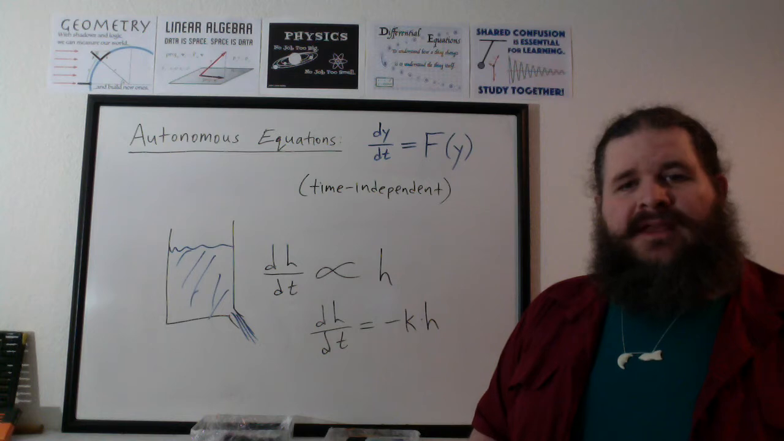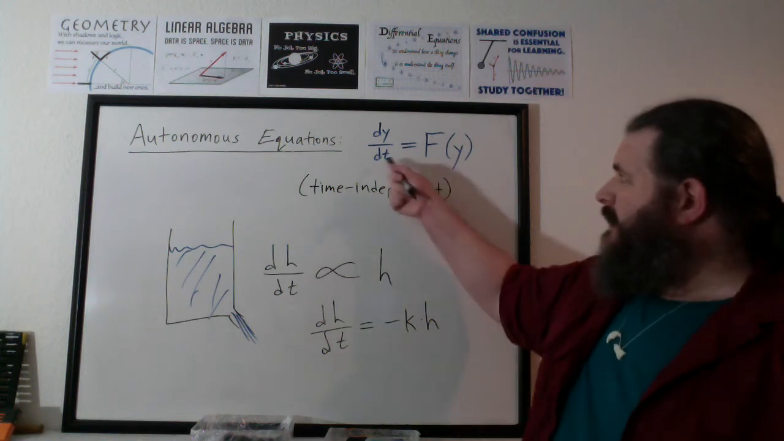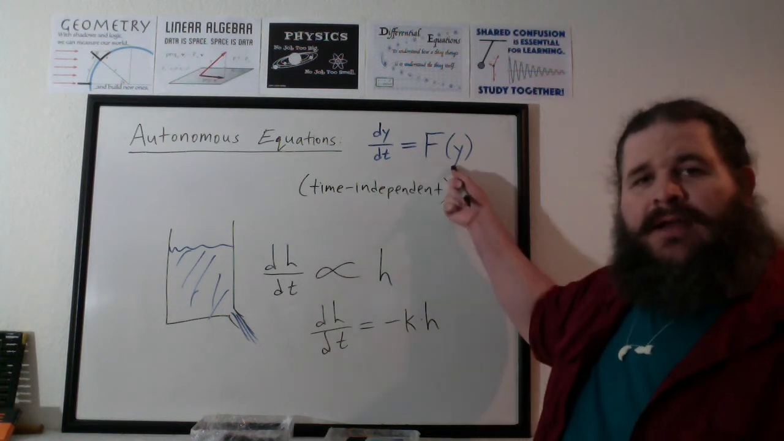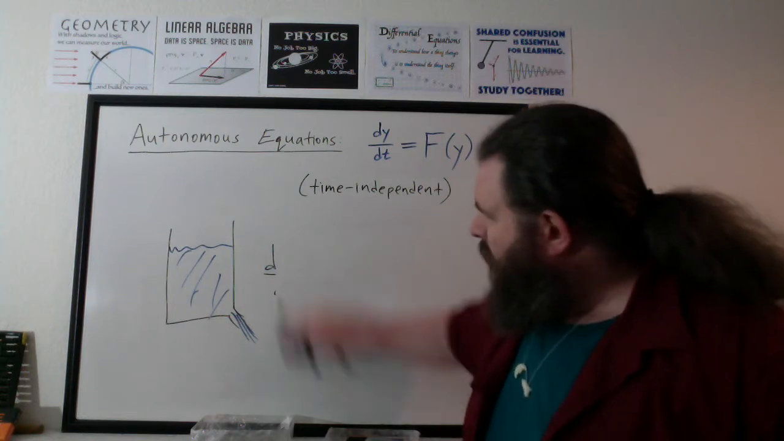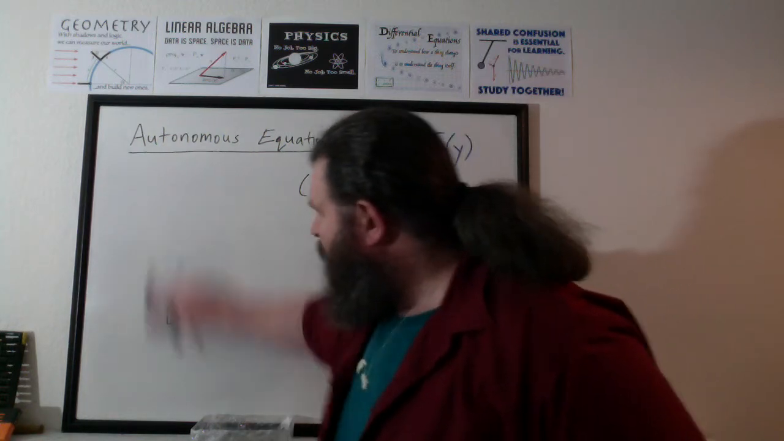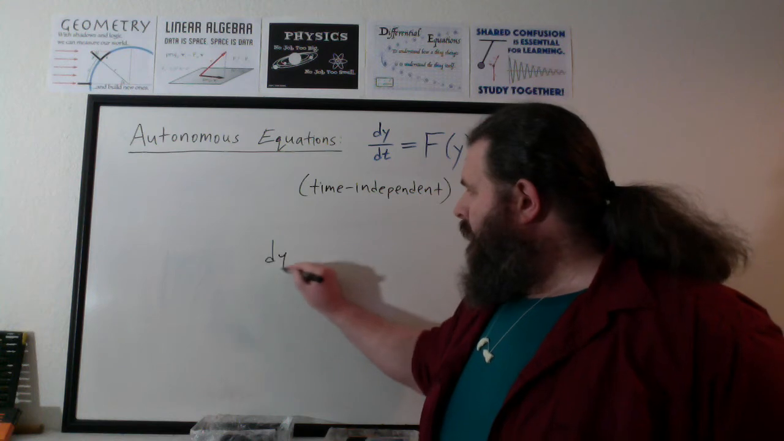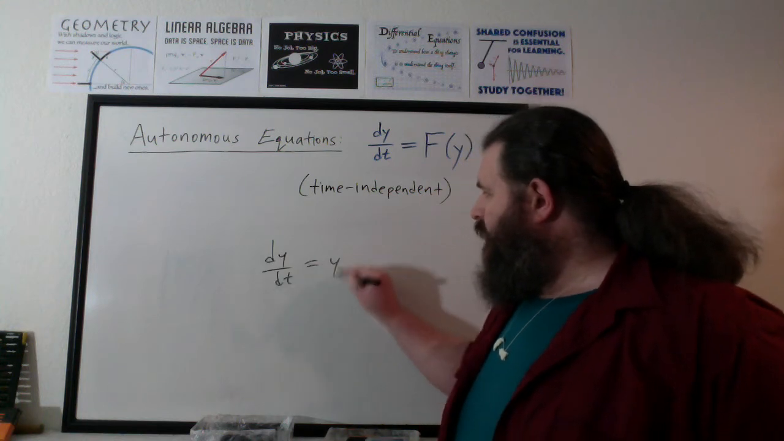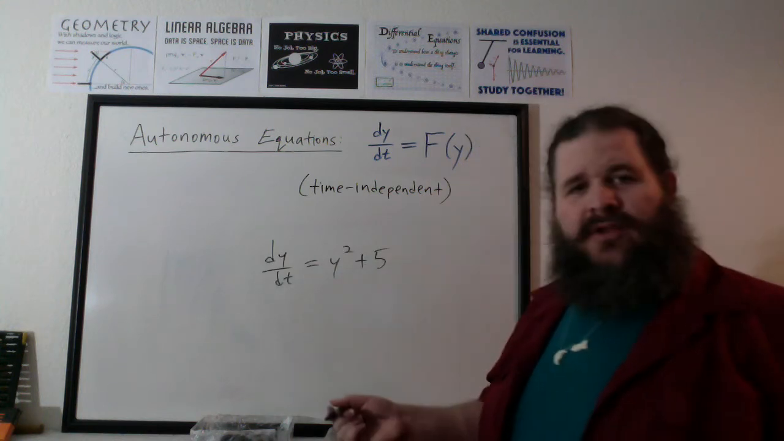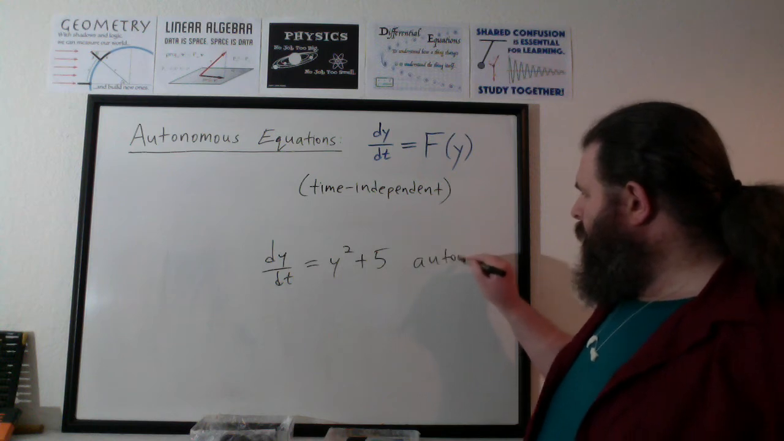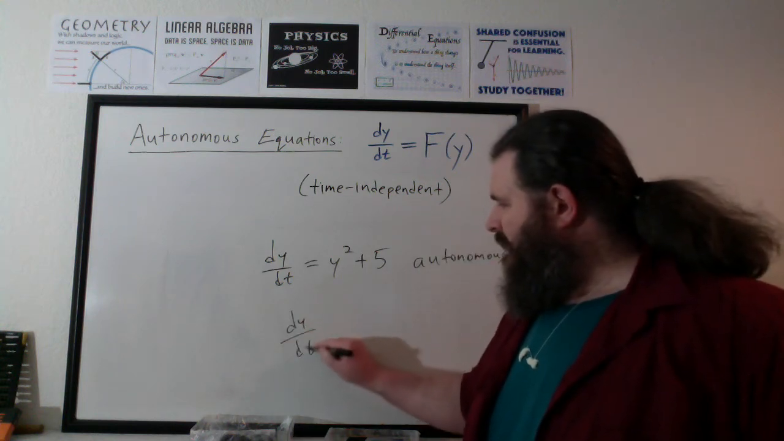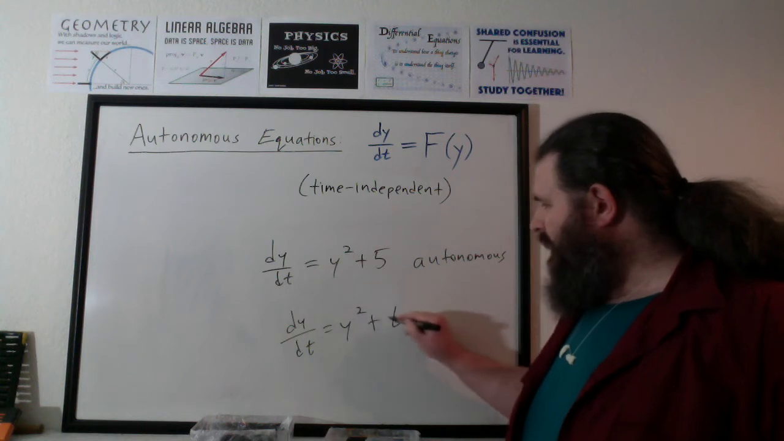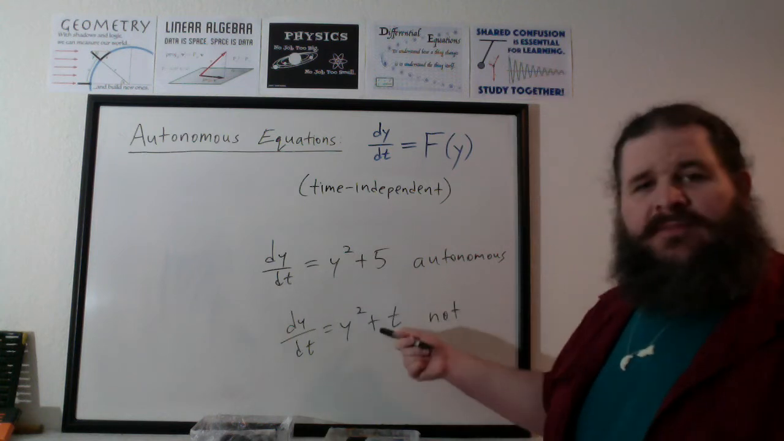And there are many other applications as well. Essentially, any time the rate of change of some quantity depends only on how much there is right now. A counterexample might be any equation that does depend on t. For example, dy dt equals y squared plus 5 is autonomous. But let's say dy dt equals y squared plus t is not autonomous because it depends on time.